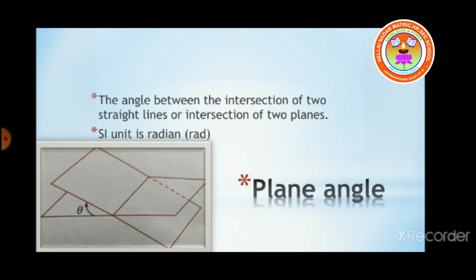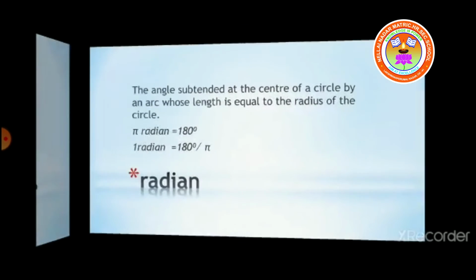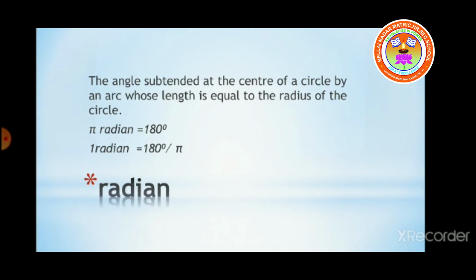Let us consider two planes. These two planes intersect each other, and afterwards they make an angle. This angle is called the plane angle. Next, we move on to the unit of the plane angle. The unit of the plane angle is radian. So we are able to define radian also.